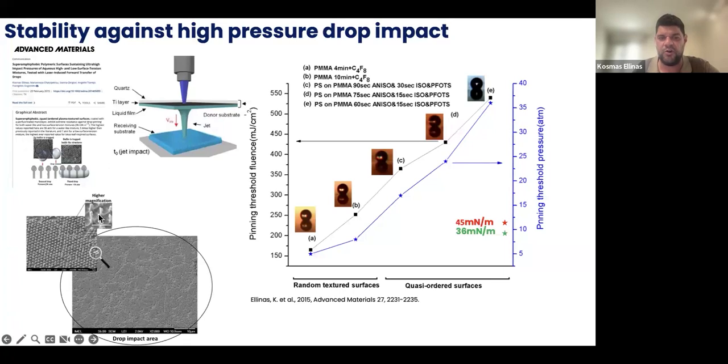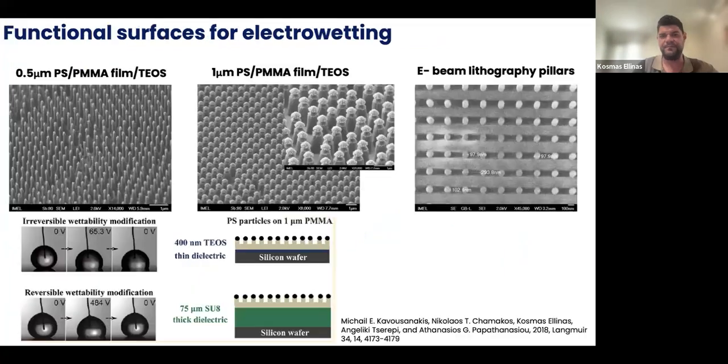So you can see here that the pillars were not destroyed because the lower the size of the pillar, the higher the number and the density of the pillars. So the liquid equally distributes the pressure against several pillars, so the mechanical effect and the destruction of the pillars was not possible.